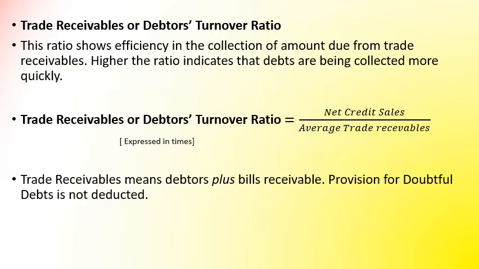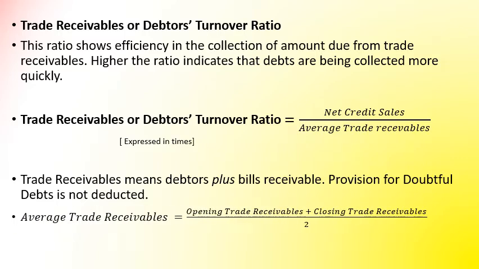Trade receivable means debtors plus bills receivable. Provision for doubtful debts is not included. Average trade receivable is equal to opening trade receivable plus closing trade receivable, divided by 2.